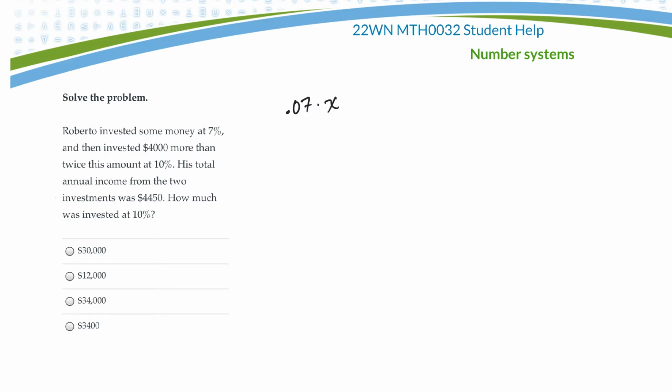And then he invested 4,000 more than twice this amount. Hold on. Okay, twice this amount. So X is my amount. So twice X and 4,000 more than that, plus 4,000. That's how much he invested at 10%. Okay? His total income from the two investments is $44.50.